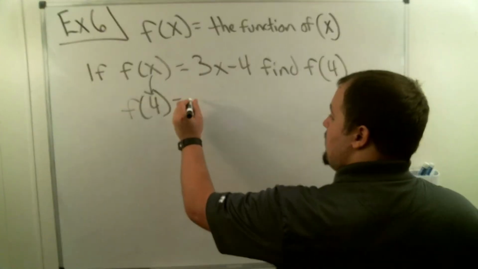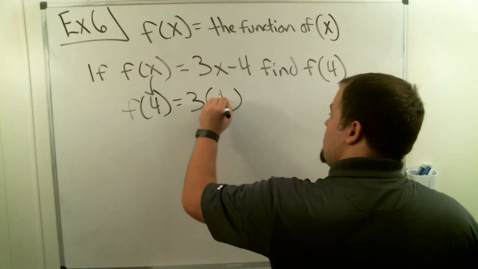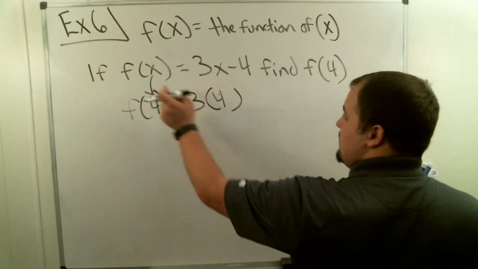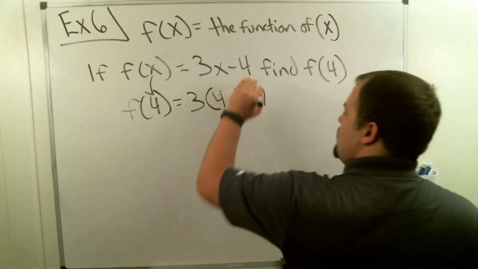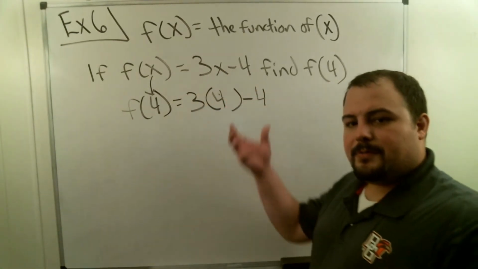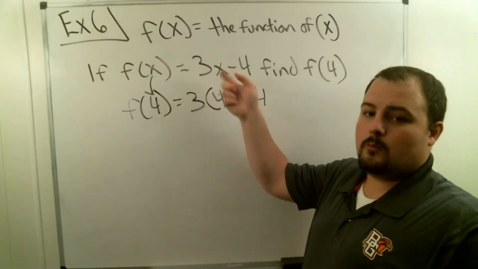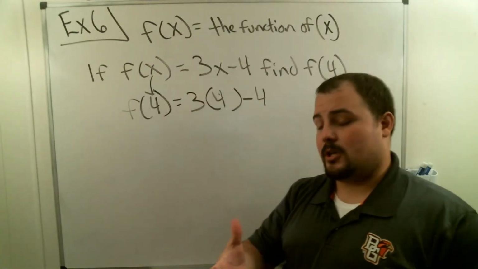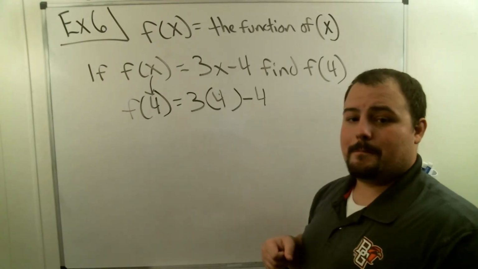The function of 4 equals 3, I'm going to put this in parentheses, 4, because again, inside parentheses, we have 4, and that's taking the spot of x. We said x is 4, minus 4. Now, the reason why I put this x inside parentheses is it's not the number 34. We have to remember that a number next to a variable means multiplication. So this is 3 times 4, and then we're taking away 4.